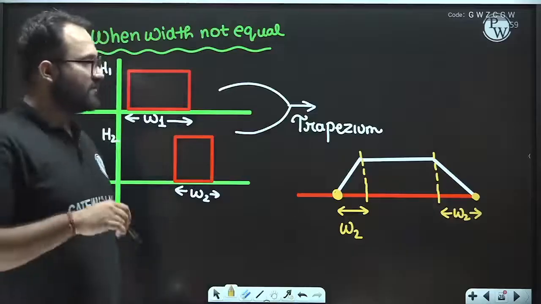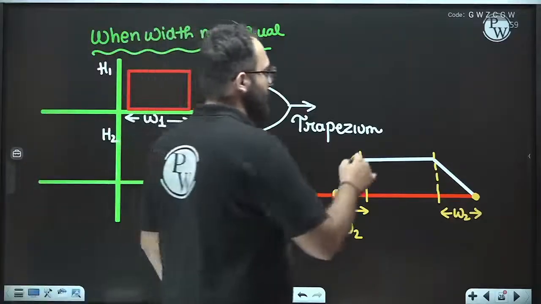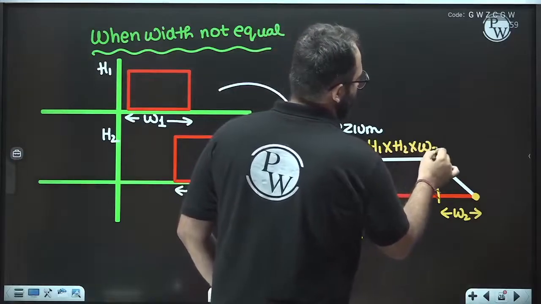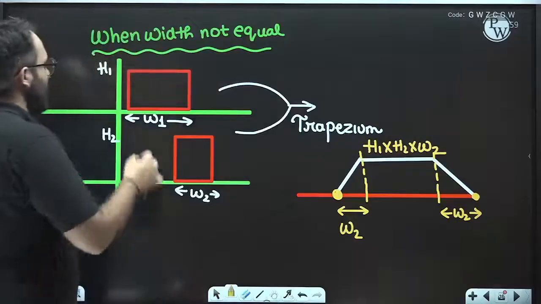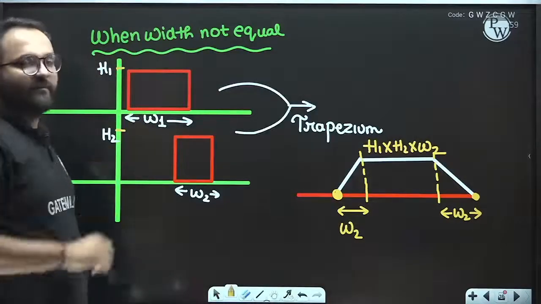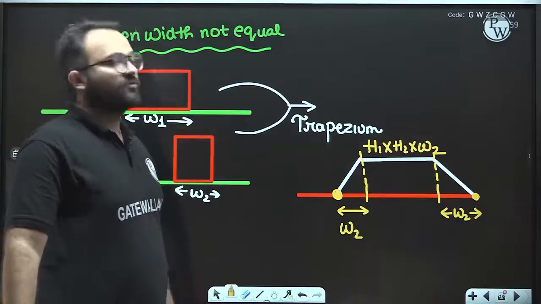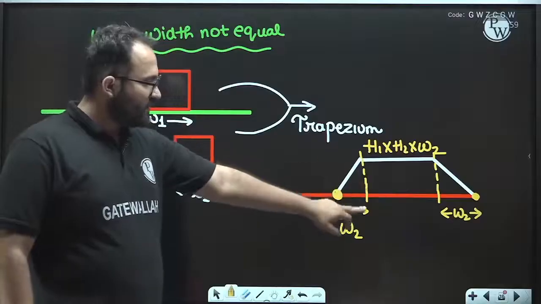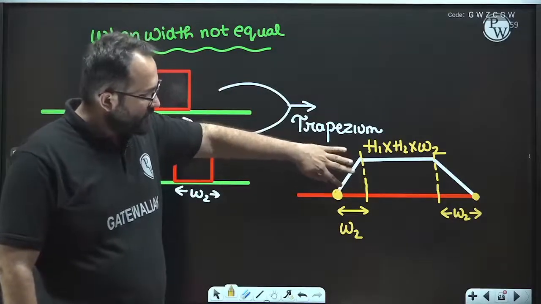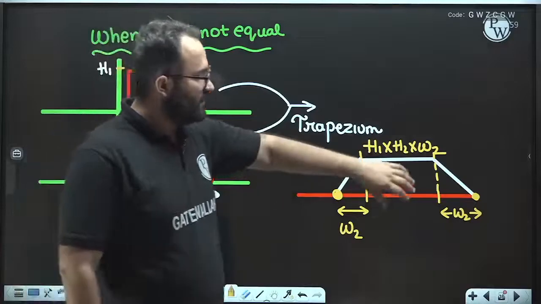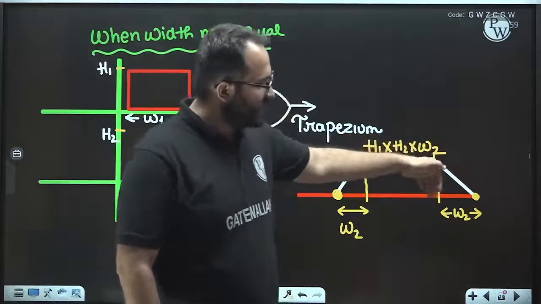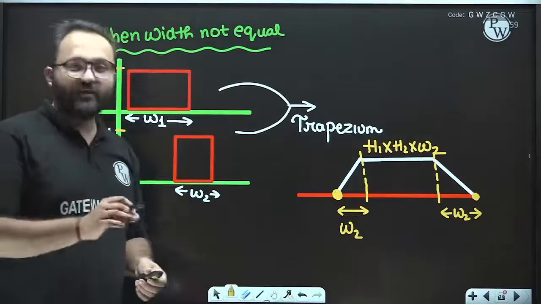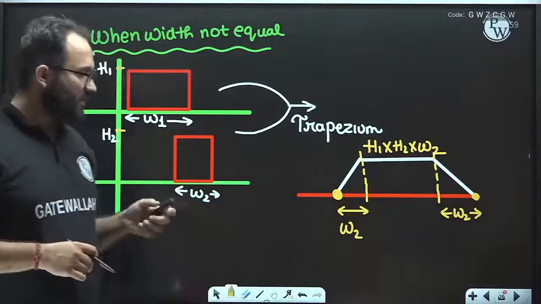And then we have to find out the height of the trapezium. The height of the trapezium is equal to H1 H2 multiplied by the width of the smaller rectangle. So the smaller rectangle is very important. We can find these points by moving from the starting point by W2 distance and from the end point by W2 distance. Then the height of the trapezium equals H1 into H2 into W2. Okay, great. So let's see an example.